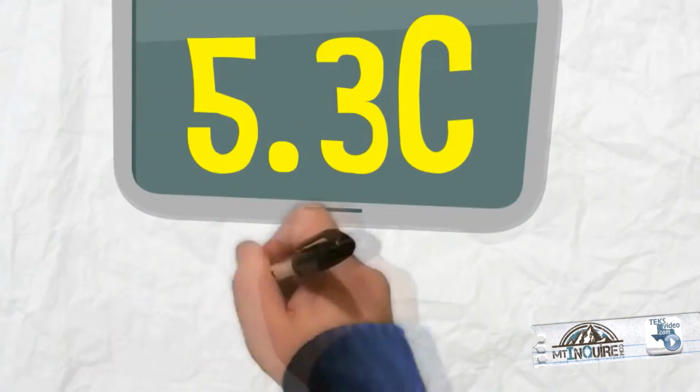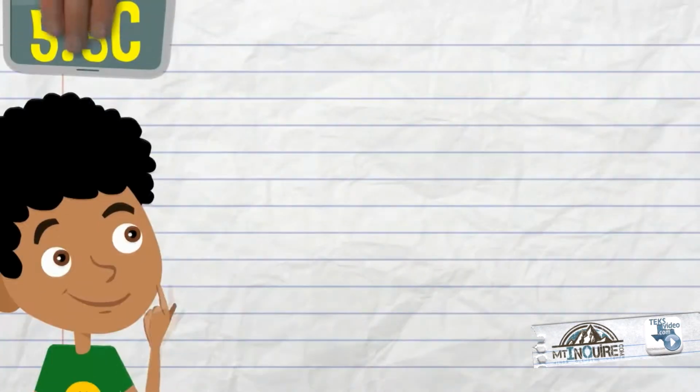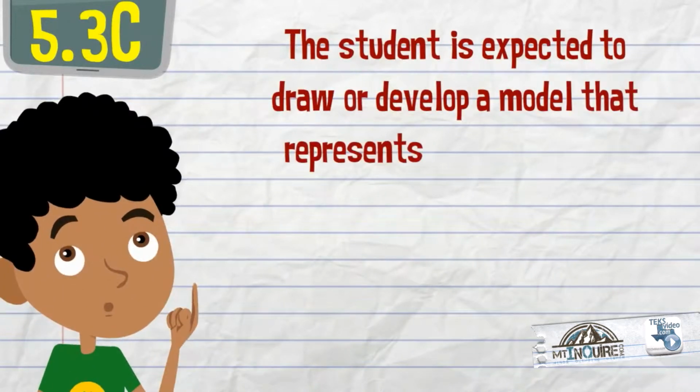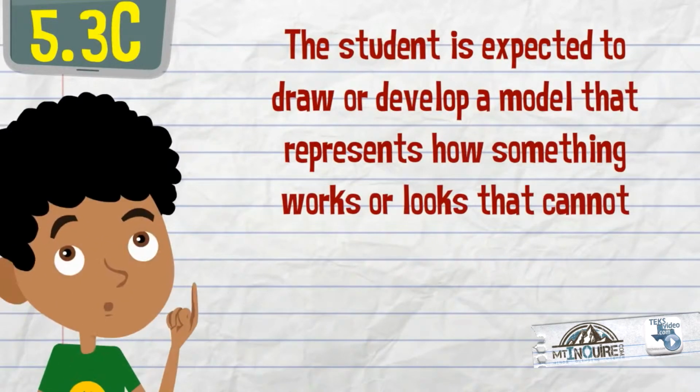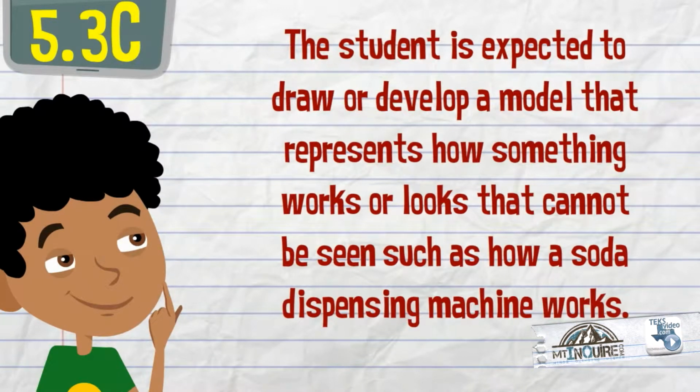In the 5th grade science standard for the state of Texas, 5.3c states that students are expected to draw or develop a model that represents how something works or looks that cannot be seen, such as how a soda dispensing machine works. This one student expectation, or SE, can cause much confusion with many students. The problem lies in dimensions.